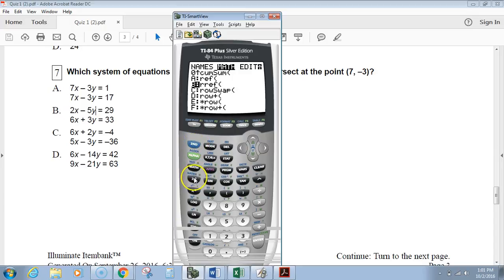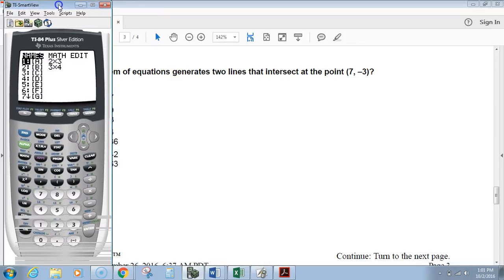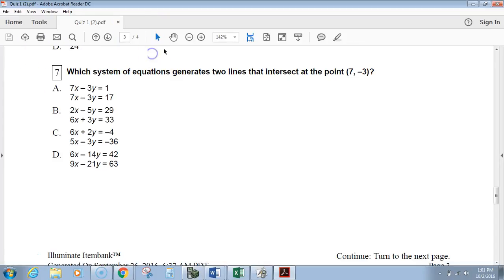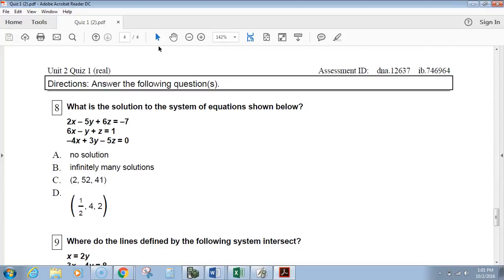Then the third time you go back into the matrix, right? It's just picking which matrix you want to use. Did you put your numbers in A? Did you put your numbers in B? Did you put your numbers in C? Which one did you use? Because the calculator needs to know which one to do the math on, right? So, okay, I'll leave you to that. That was question number 7.